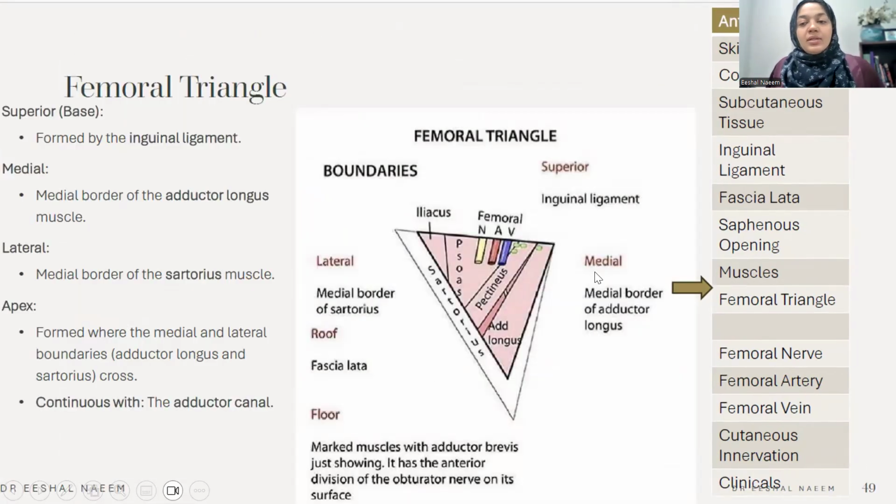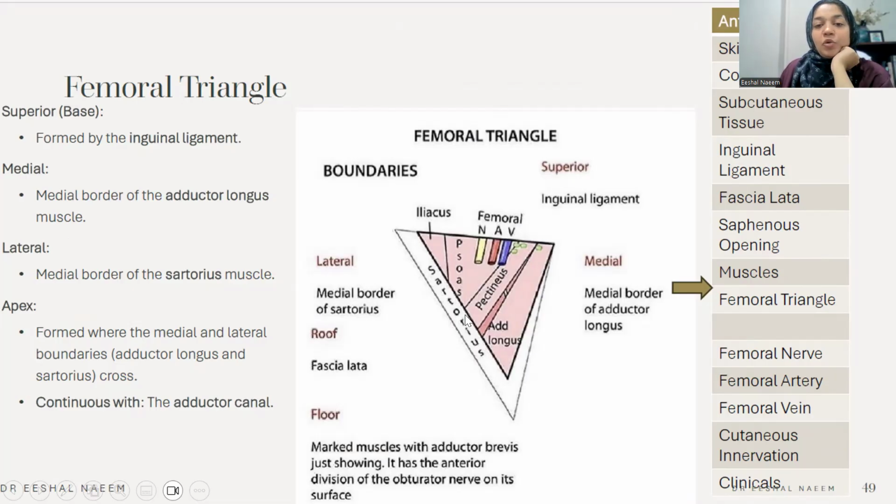Moving on, the femoral triangle. This is very important. The femoral triangle is formed by the inguinal ligament. The medial border of the femoral triangle is made by the adductor longus muscle, and the lateral border is made by the medial border of the sartorius muscle. Can you see that this is the medial border of adductor longus, and the lateral border is formed by the sartorius, because the sartorius was coming all the way from the anterior superior iliac spine, crossing the thigh and inserting into the medial condyle of the tibia. So this is how it will form the lateral border of the femoral triangle.